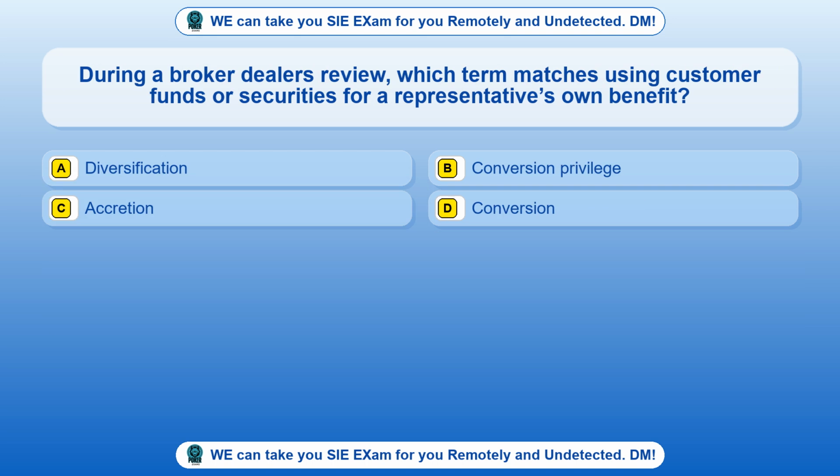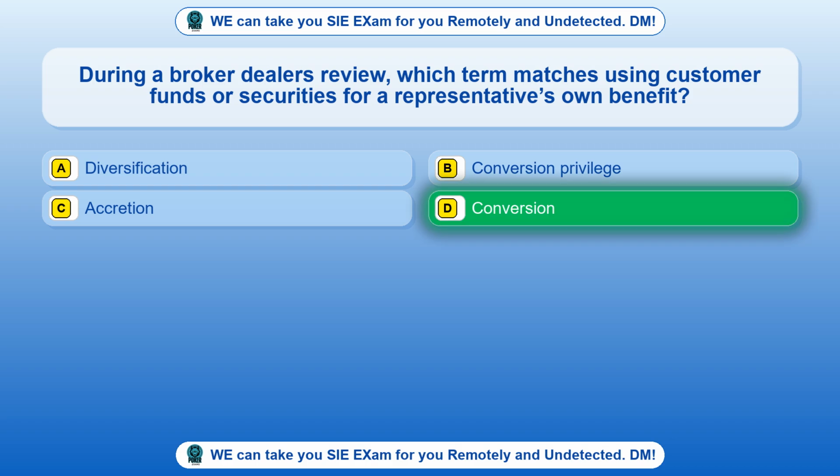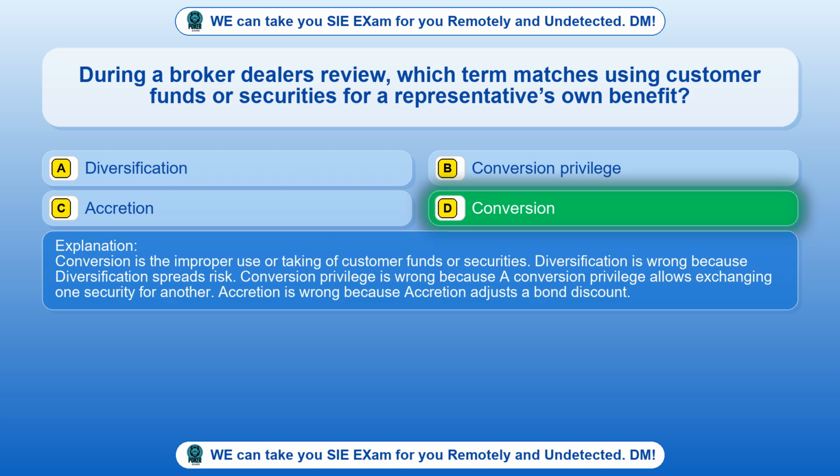Question 100. During a broker-dealer's review, which term matches using customer funds or securities for a representative's own benefit? Option A, diversification. Option B, conversion privilege. Option C, accretion. Option D, conversion. The correct answer is option D, conversion. Conversion is the improper use or taking of customer funds or securities.